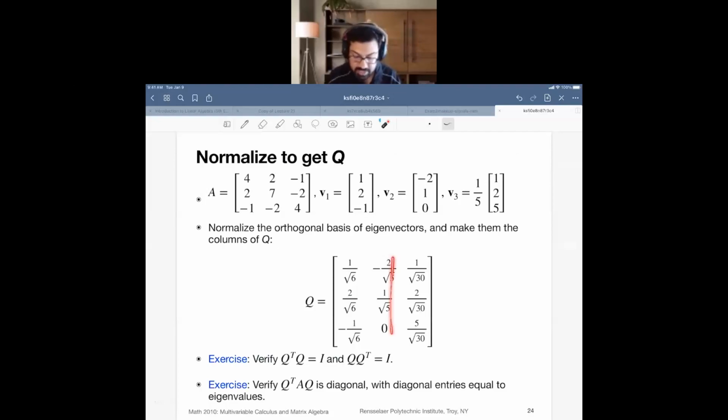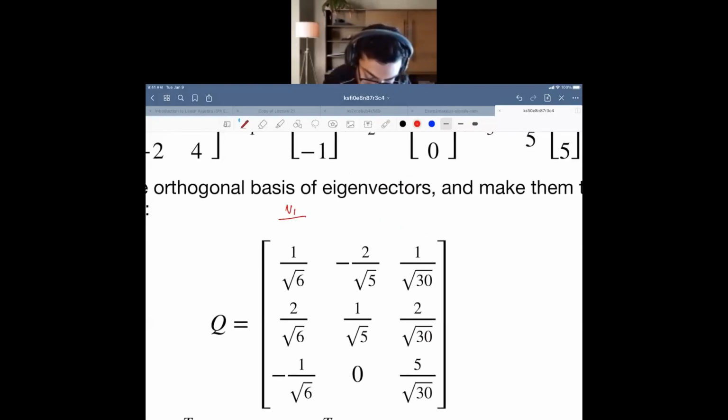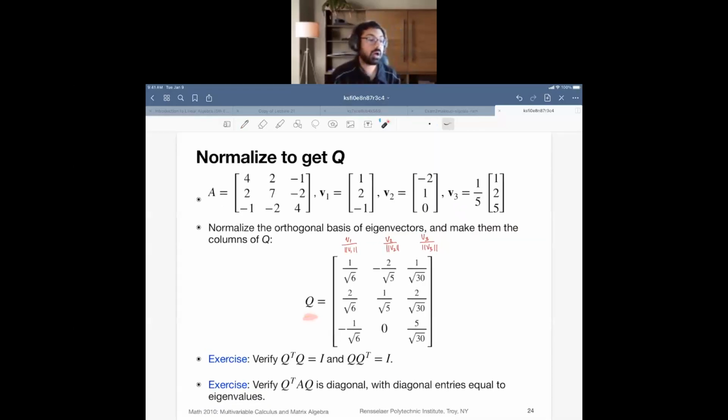Similarly, we did that for the second and the third column here, or V2 and V3. So we simply did V1 divided by the norm of V1, and then V2 divided by the norm of V2, and then V3 divided by the norm of V3. And we got an orthonormal basis for the eigenvectors of a symmetric matrix A.